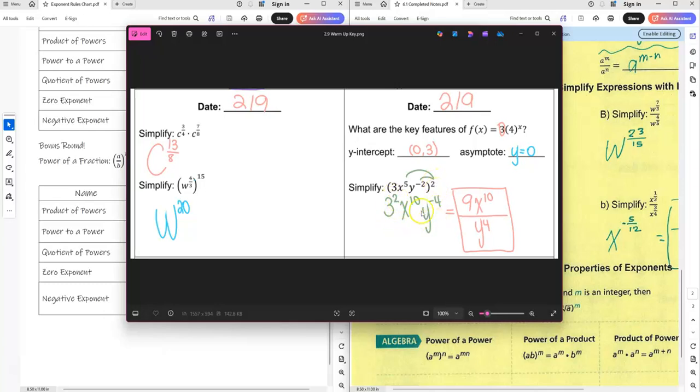Now, 3 to the power of 2, you can put in your calculator and get 9. So 3 to the power of 2 means 3 times 3 to get 9. X to the 10th was good, had nothing to combine with because there's no other x's. But then the y had a negative exponent, so we had to make a fraction and then move the y, and then it became a positive 4. So just a couple more exponent examples.